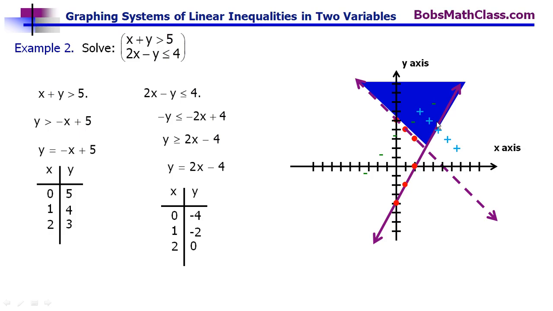Any point that's not in this region, so any of these other three little sectors here, would not be true in both of them. Might be true in one of them, but not both. Alright, so that's the end of this video on graphing systems of linear inequalities in two variables.